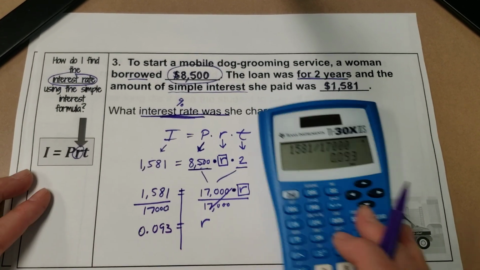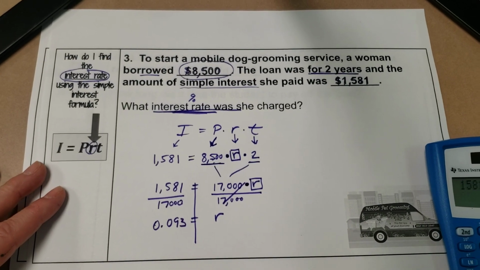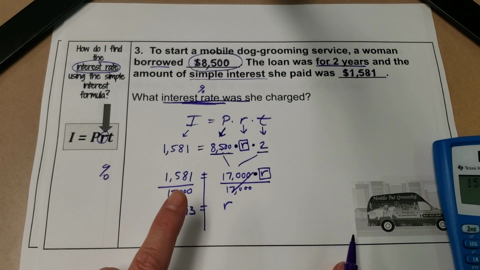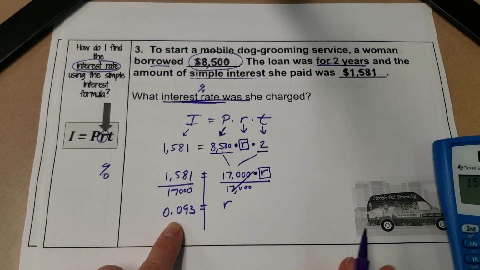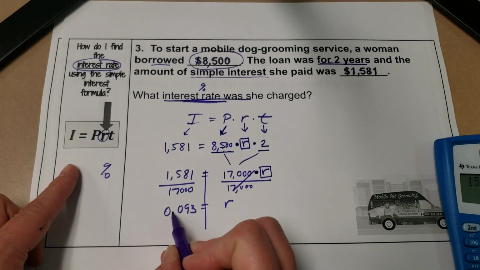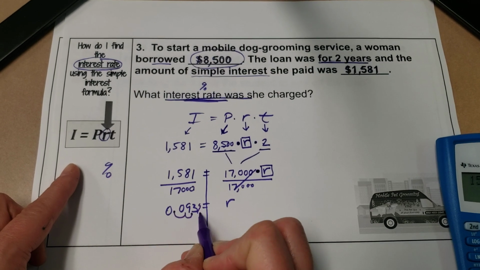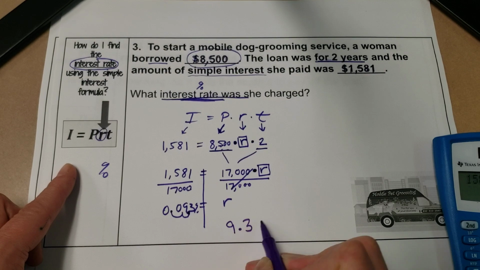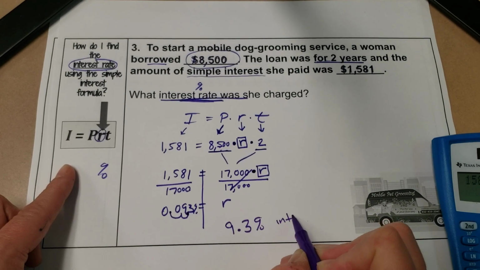0.093 equals R. Now remember, R is a percentage. It's an interest rate. So right here I have a decimal. So I have to change the decimal into a percentage. To change a decimal to a percentage, we're going to move the decimal point and add the percent sign. So decimal point goes here. That looks like it would be 9.3% interest rate.